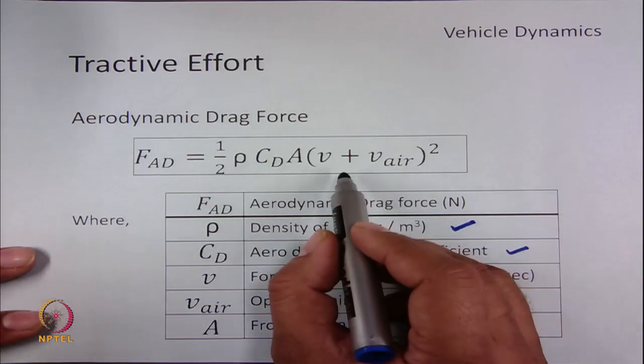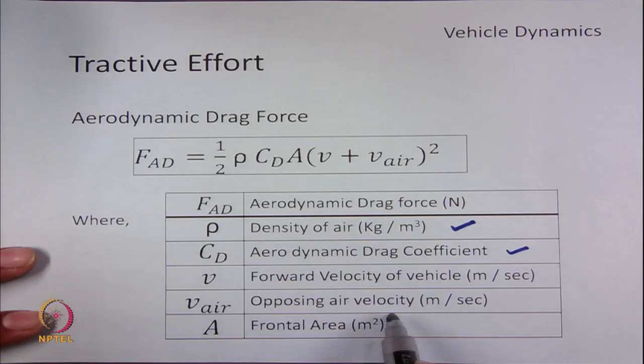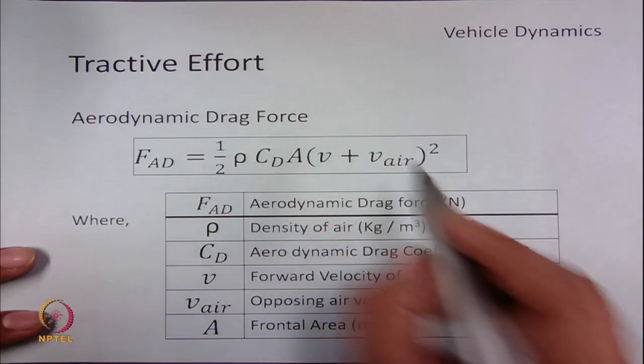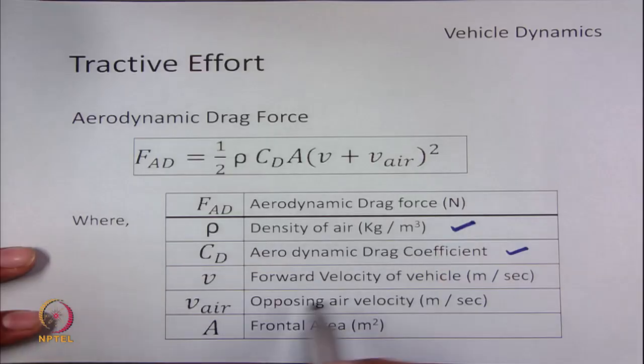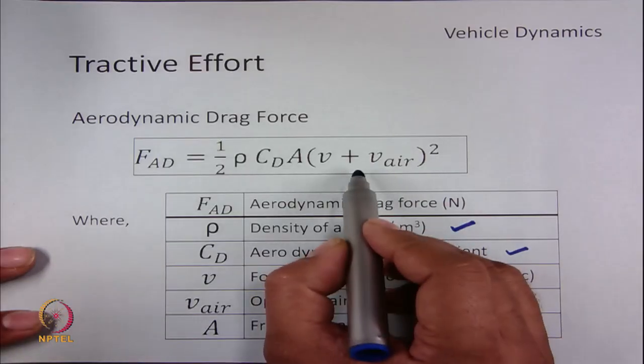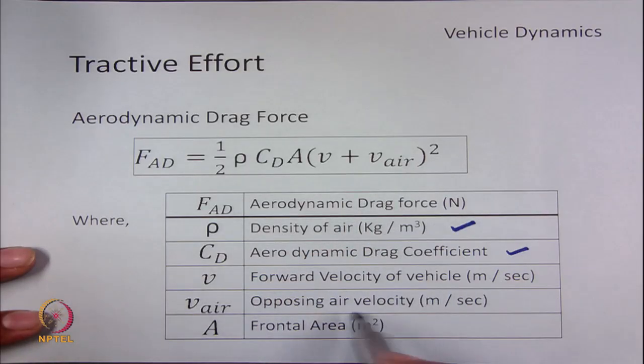That is why it is added here, but if the air velocity is supporting the forward velocity of the vehicle, it will be negative. So, it will be positive for opposing air velocity and it will be negative for supporting air velocity, and A is the frontal area of the vehicle in meter square.